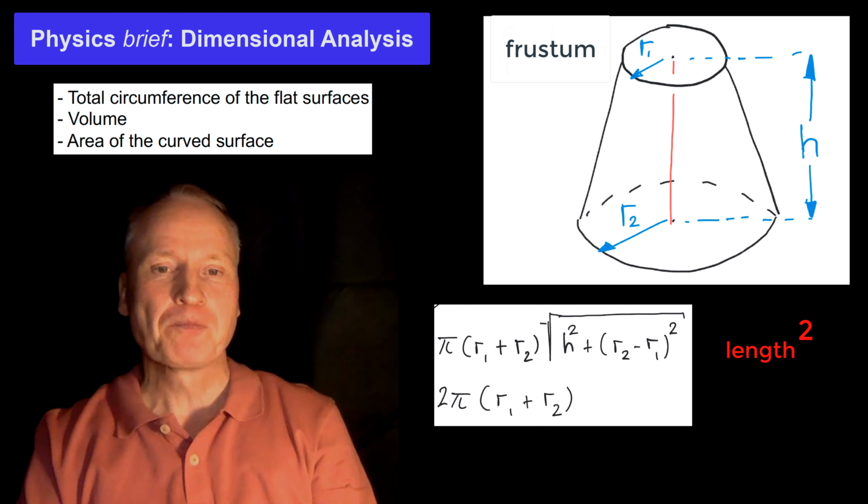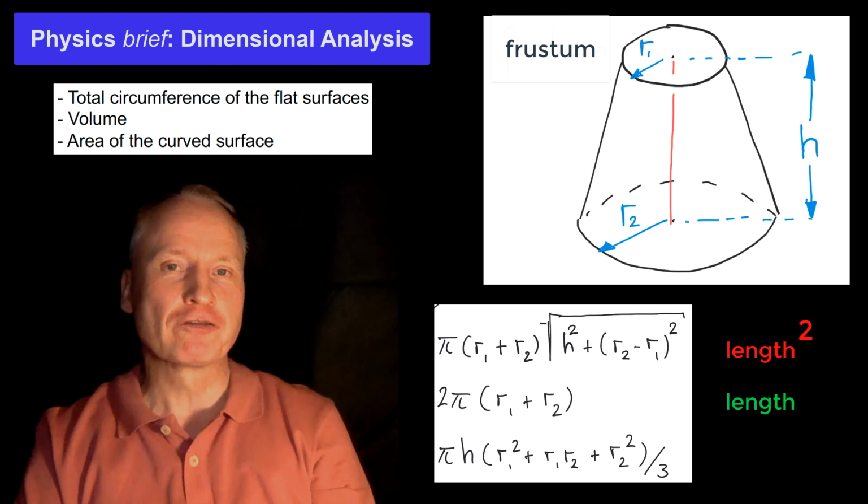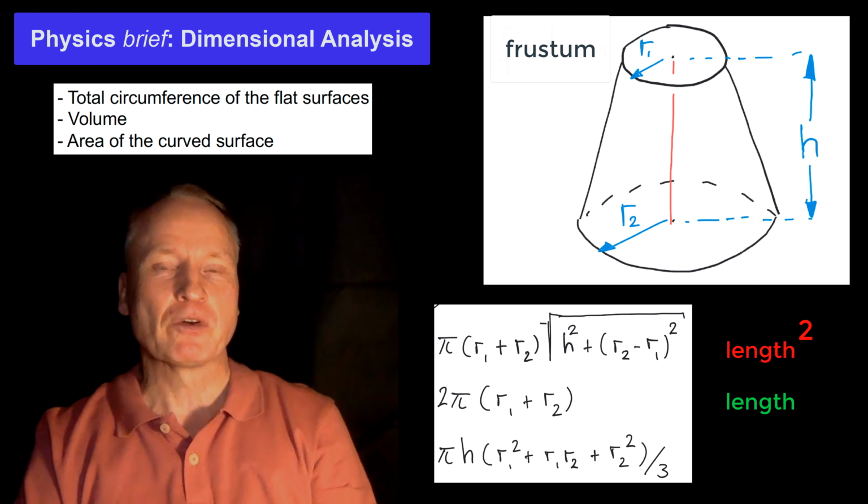The second term has the dimension length. r1 is added to r2. That is the dimension length. So this is the circumference. And finally, we have (r1 squared + r1 r2 + r2 squared). That's the dimension length squared, but there is also an h in front of it multiplied with the bracket. So here we have the dimension length cubed. So this is likely the volume.